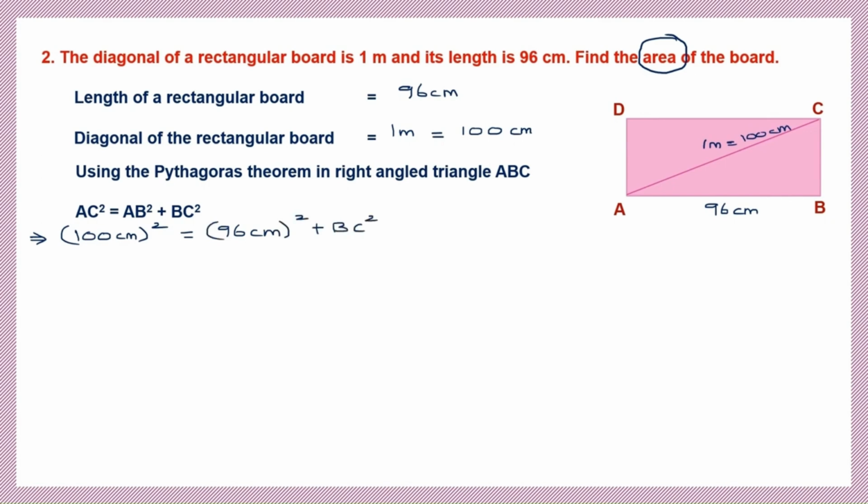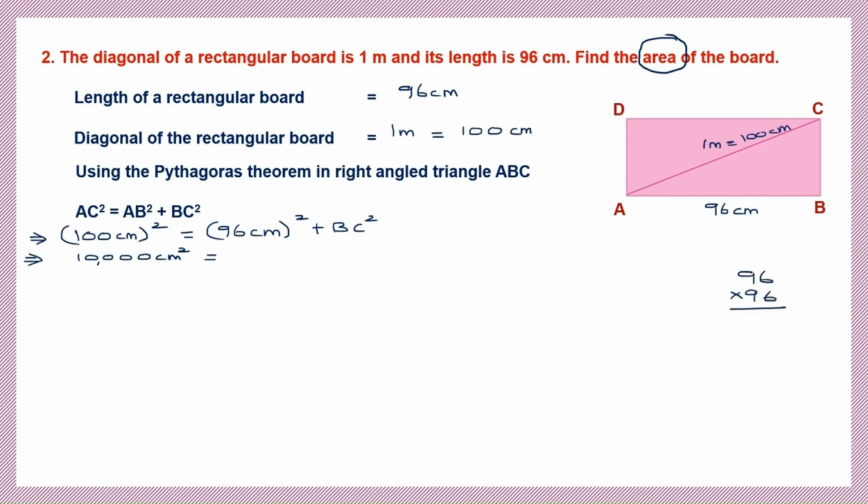So now let's find the values of this. 100 centimeters square means 100 into 100, 10,000 centimeter square. And that is equal to 96 centimeters square. So how much is 96 into 96?